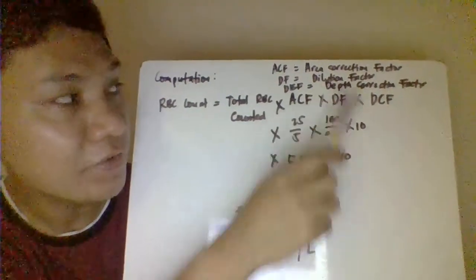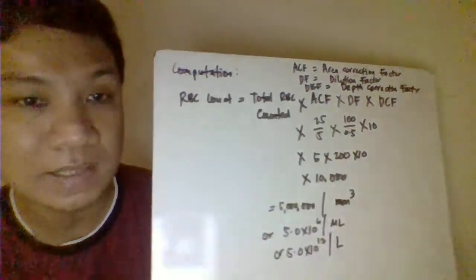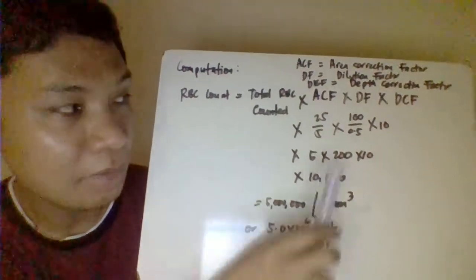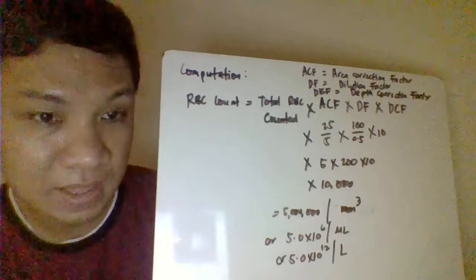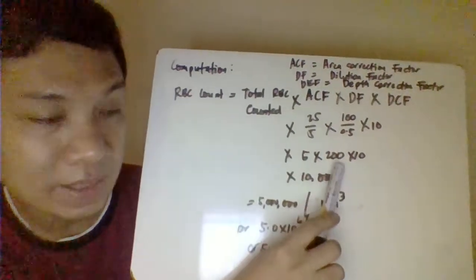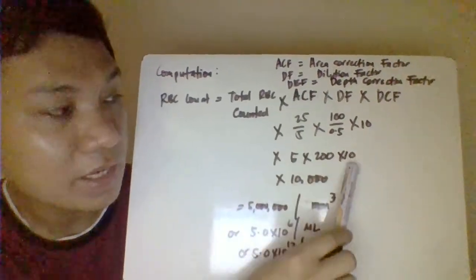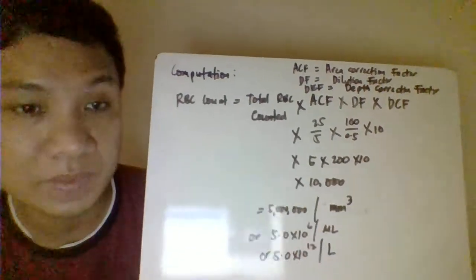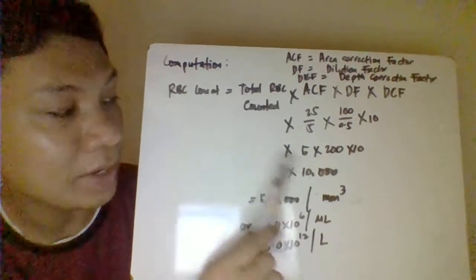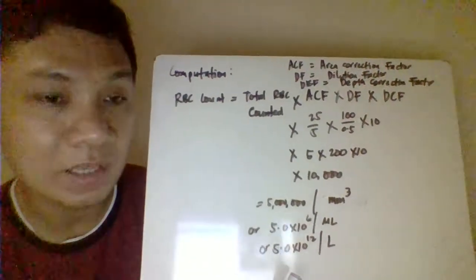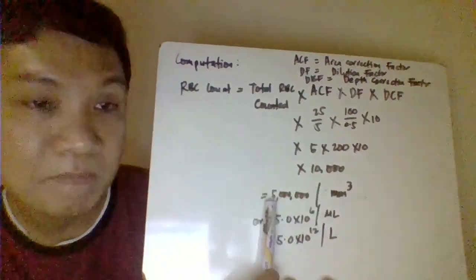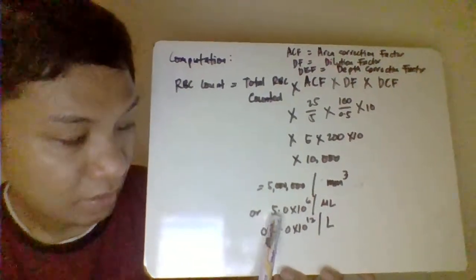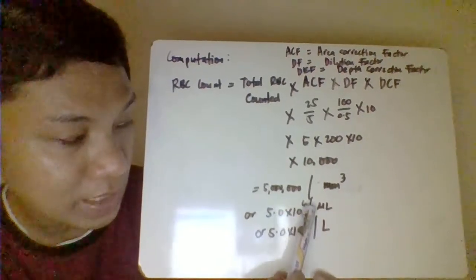That's 5. Then we have your dilution factor. 100 here is the volume of your bulb ng ating RBC pipette. 0.5 is the volume of your blood. Okay, then that gives you 200. And your depth correction factor here is 10. That's automatic. It's 5 times 200 times 10. That's 10,000. Or simply multiply by 10,000. Total number of the cells counted multiplied by 10,000. That give you here a million per cubic millimeter. Or 5.0 times 10 to the 6.